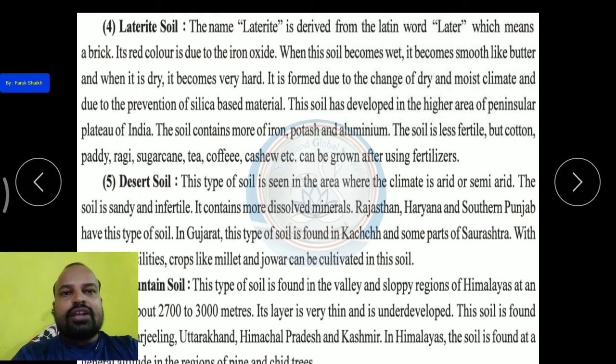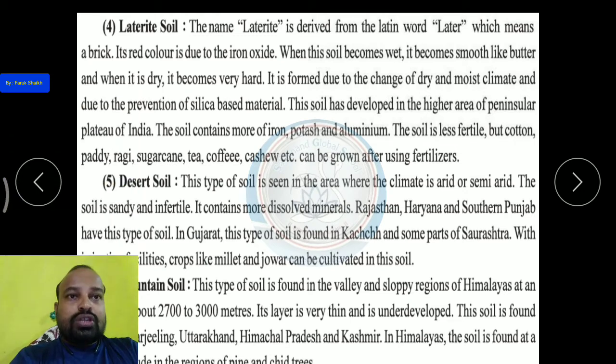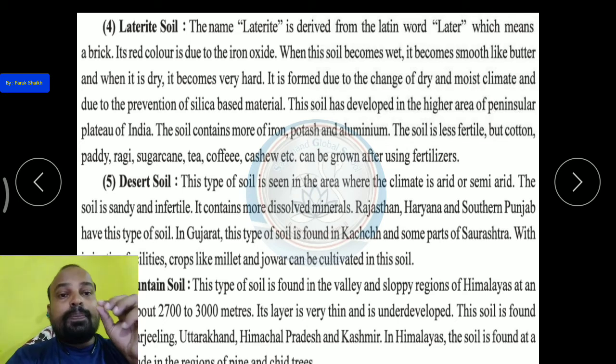Now, laterite soil. The name laterite is derived from the Latin word later, which means a brick. Its red color is due to the iron oxide present in this soil. That is why laterite soil is red in color. When this soil becomes wet, it becomes smooth like butter. That is, when this soil is soaked in water, it becomes like butter.